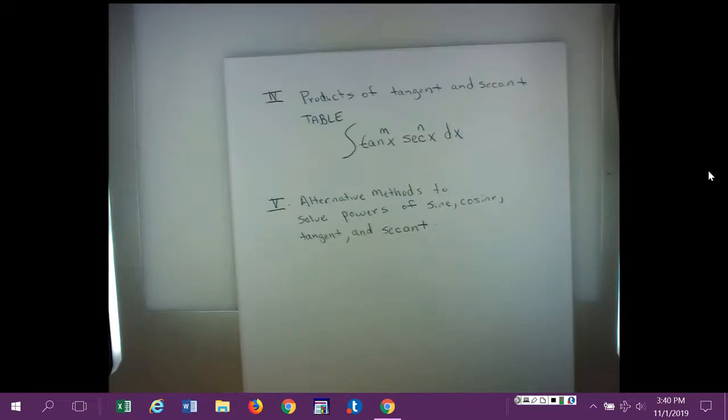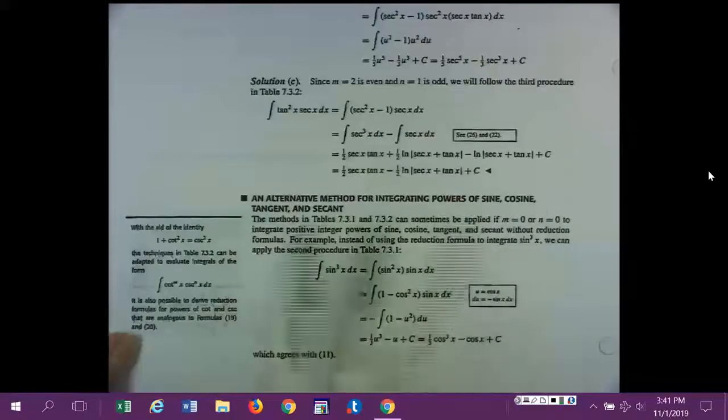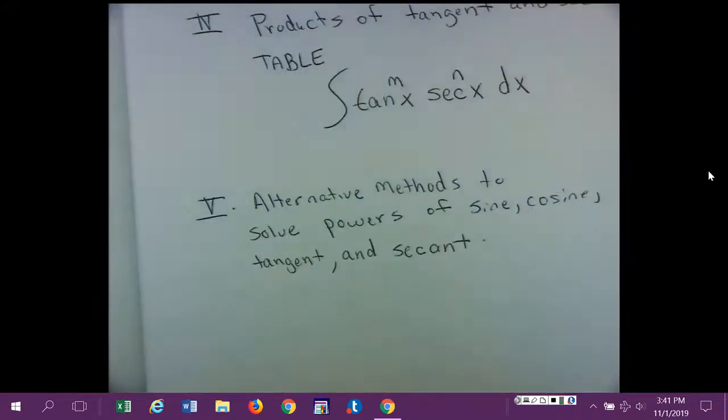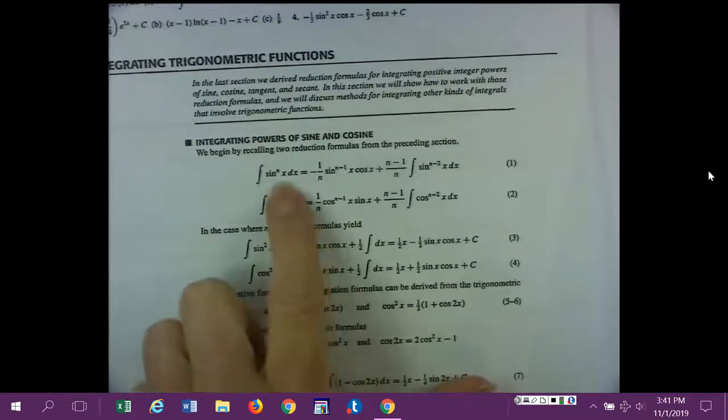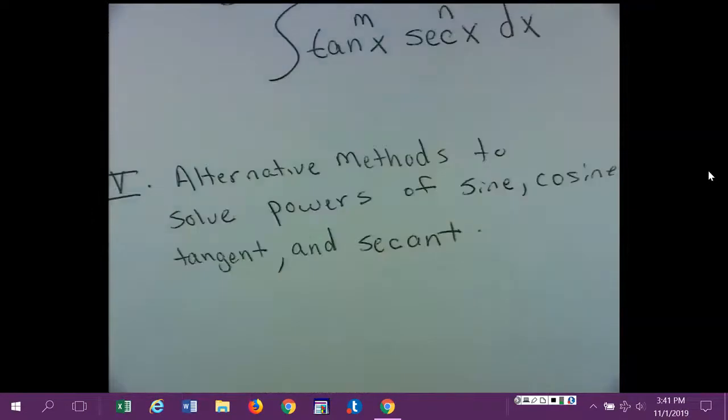In terms of your insert from the textbook, this 5th Roman numeral is located here. Alternative method for integrating powers of sine, cosine, tangent, and secant. And again, what this means is if you have an alternative formula for like sine cubed, which we have a formula now for sine cubed because we used the reduction formula on the first page. So originally for sine cubed we had to use this. Now Roman numeral number 5 says there's an alternative formula for finding the antiderivative of sine cubed. That is the general overview of the section on trig integrals.